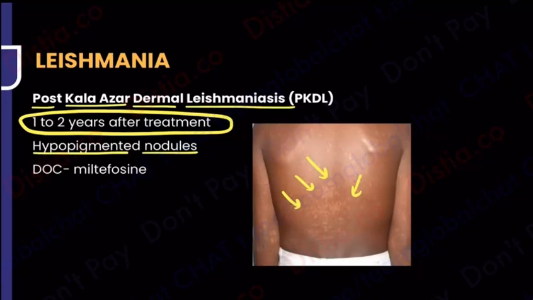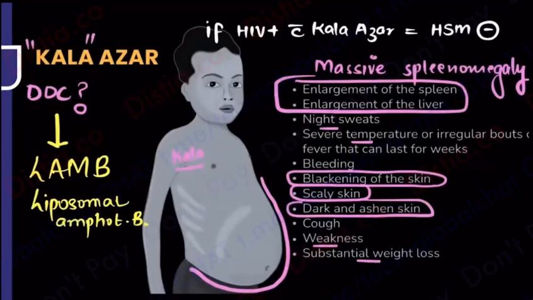Hypopigmented nodules. Now what will you treat him with? You will treat him with oral miltefosine. It's an oral drug that you give. Oral miltefosine is how you're going to treat him. So simple. First you gave him liposomal amphotericin B. Treat ho gaya, very good.